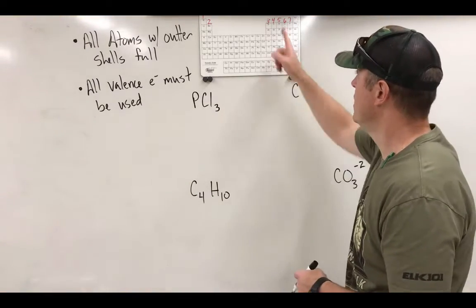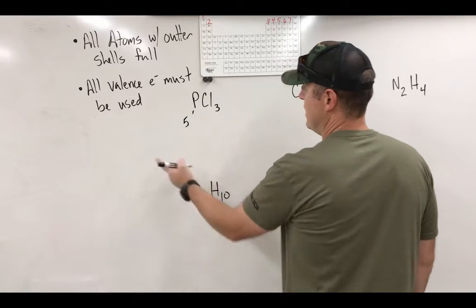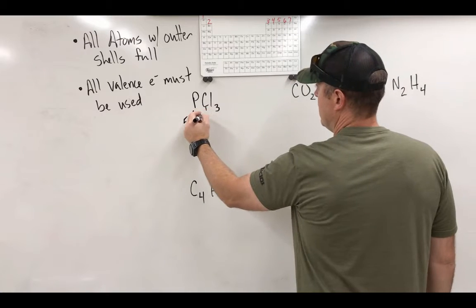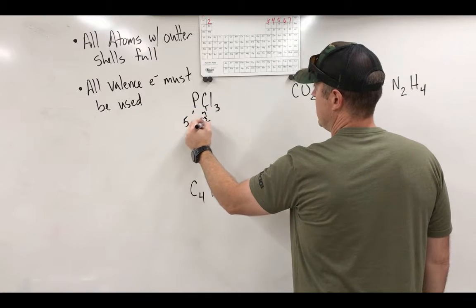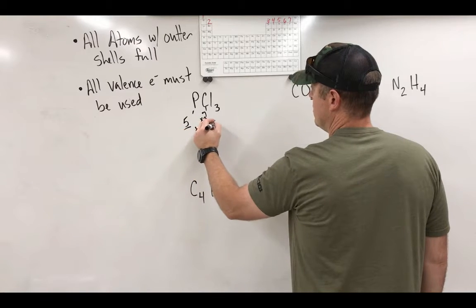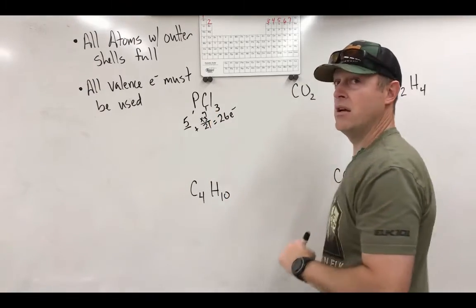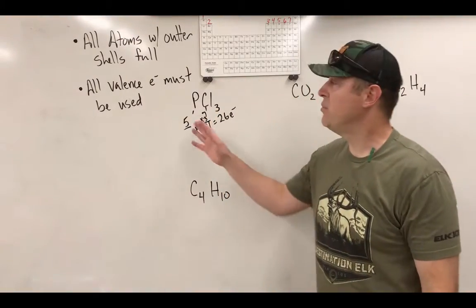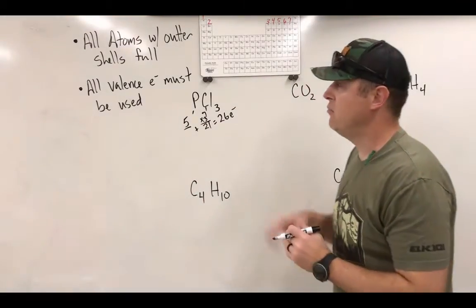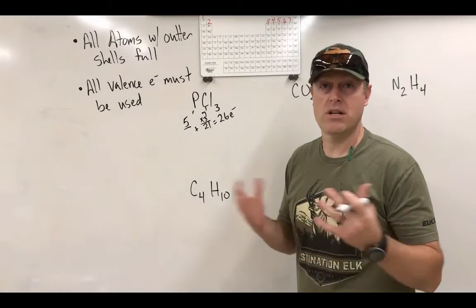So phosphorus is in group 15, so it has 5 valence electrons that it can donate to this. Chlorine has 7, but I have 3 of those. So it's going to be 21 plus the 5 here, so it's going to be a total of 26 available valence electrons. Okay, so with this, you need to pick a central atom to build all of those bonds off of. And more often than not, the first element is going to be your central element.